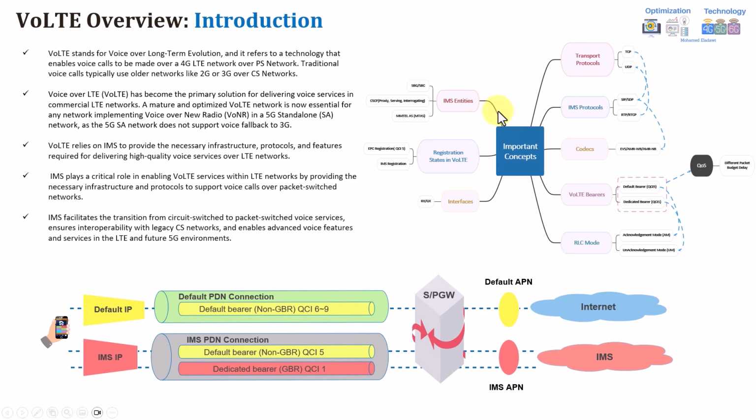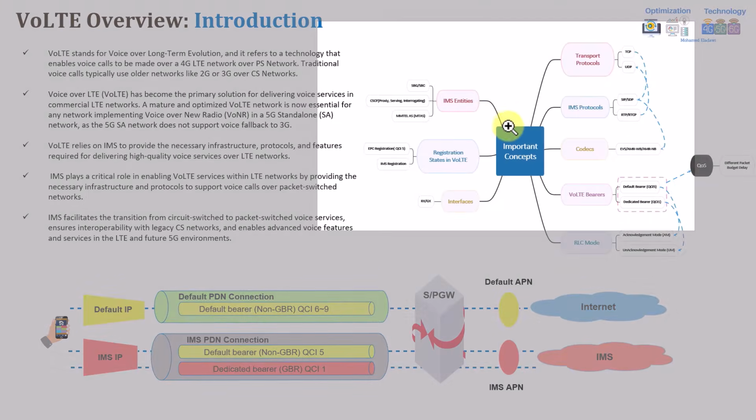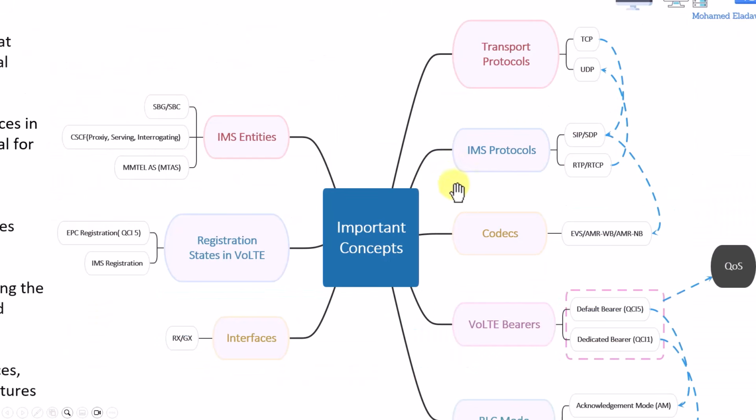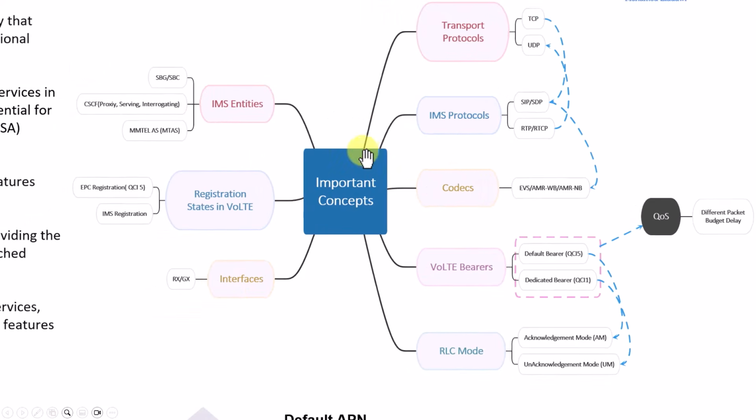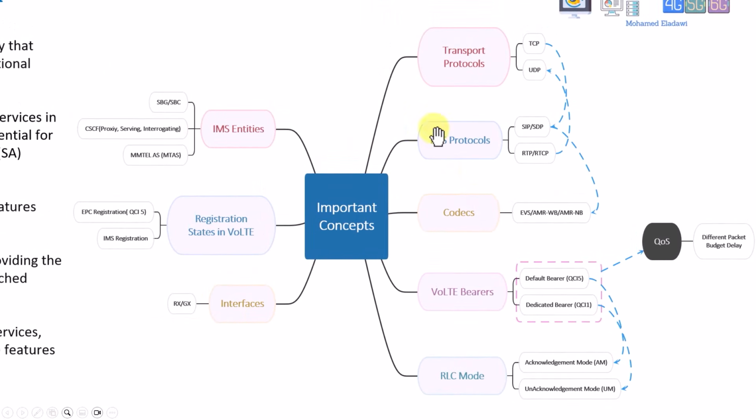Now, I would like to take you through very important concepts which you will usually hear about whenever you are working in VoLTE networks. For example, we have the transport protocols, which are TCP and UDP. In VoLTE we also have the IMS protocols, which are SIP and SDP. We'll explain both of them: Session Initiation Protocol and Session Description Protocol. And we have this one mainly for signaling, for transferring the signaling messages through the CI5.